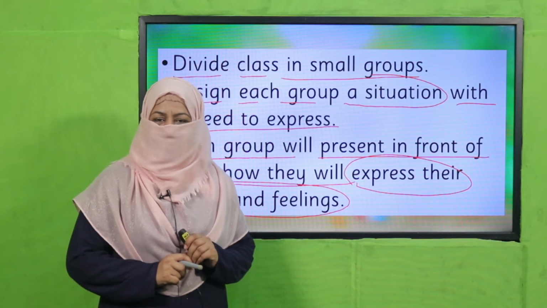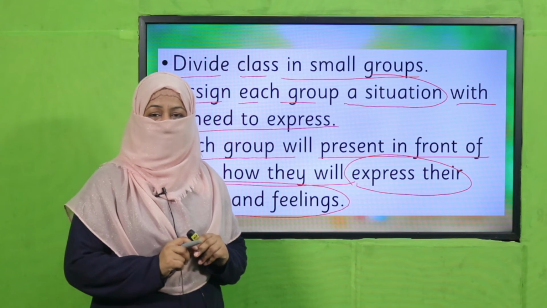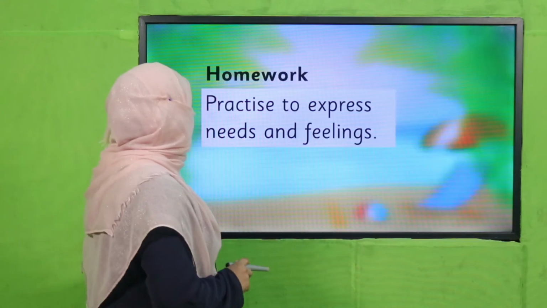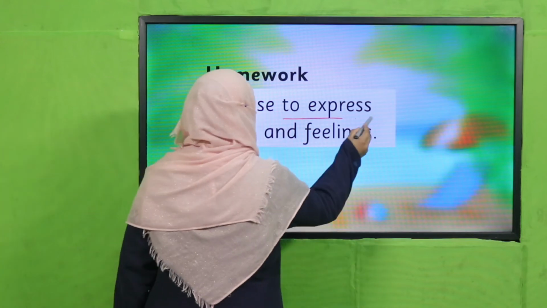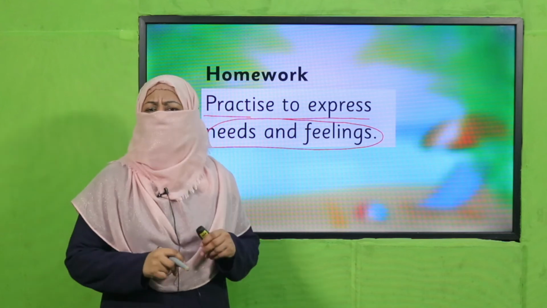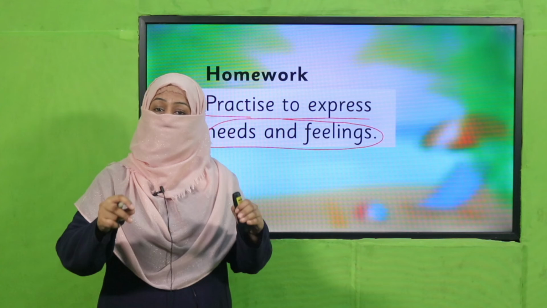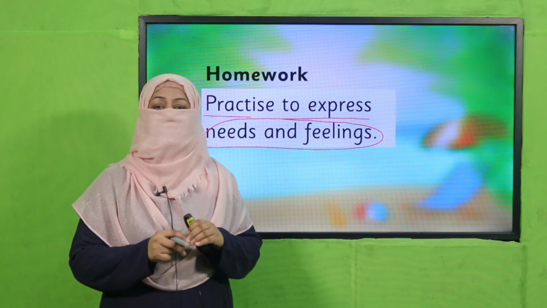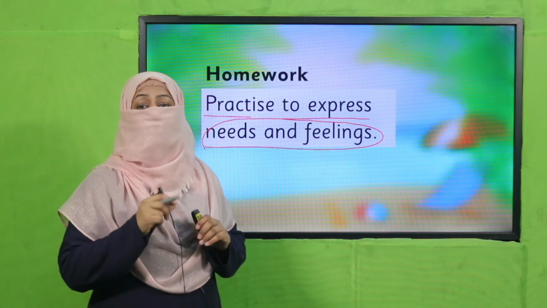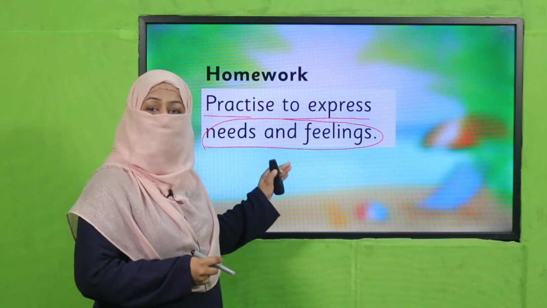Yes, my dear children, I hope all of you now understand how by using nice words we can express our feelings and needs. Very good. Now it's time for your homework. You will practice to express needs and feelings. But it is important, because every time we feel something or we need something, it's not to practice just within school. This is every time. Wherever you need something or whatever you feel, you should know how to express it nicely. That's why do practice it at home as well.